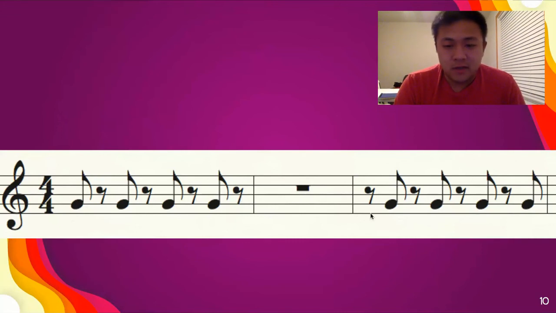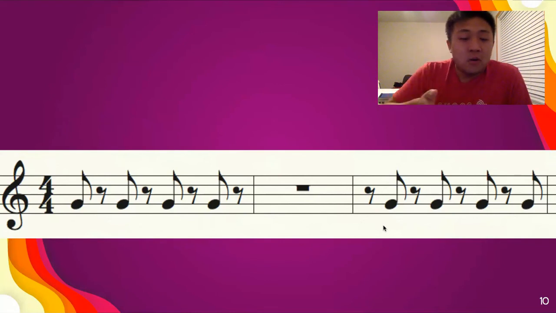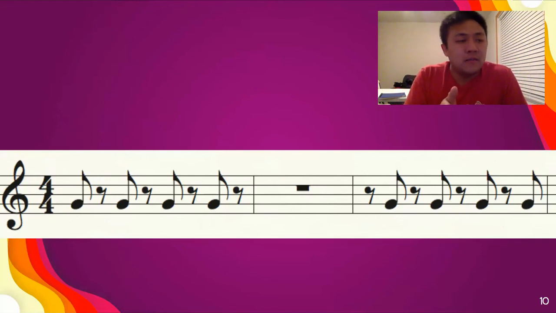This is the opposite of this. The rest is on the numbers, and we're just clapping the ands. To do this, we have to have a really good sense of our beat, and when we go 1 and 2 and 3 and 4 and, a really good sense of the front side of the beat and the back side of the beat.